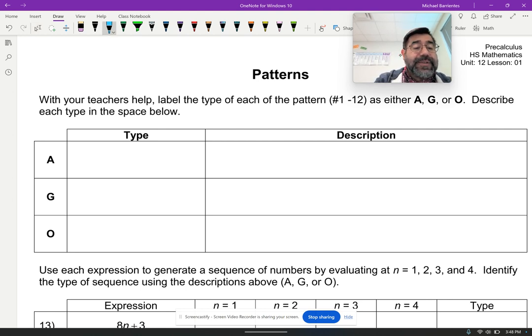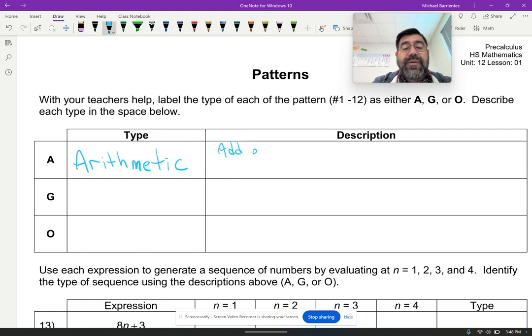So there's two main types. One of them is called arithmetic. Some people pronounce this word arithmetic. And in arithmetic patterns, you add or subtract the same value each time. That's how I know I have an arithmetic sequence.